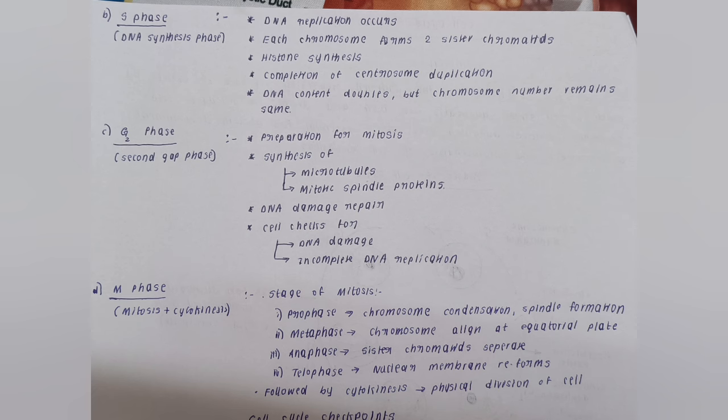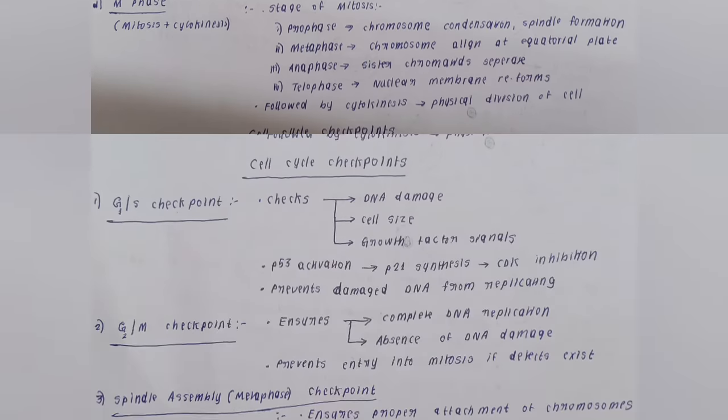Okay, so next M phase. It is the stage of mitosis. So you would have studied all these phases like prophase, metaphase, anaphase, telophase. So just mention it. Prophase, chromosome condensation and spindle formation. Metaphase, chromosomes align at the equatorial plate, and anaphase, sister chromatids separate, and telophase, nuclear membrane reforms. It is followed by cytokinesis, which is the physical division of the cell.